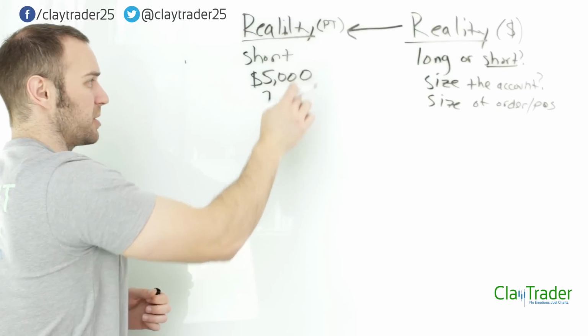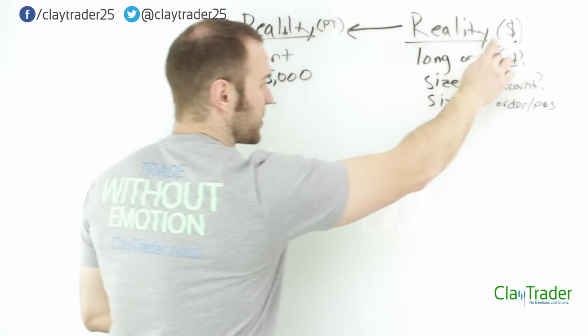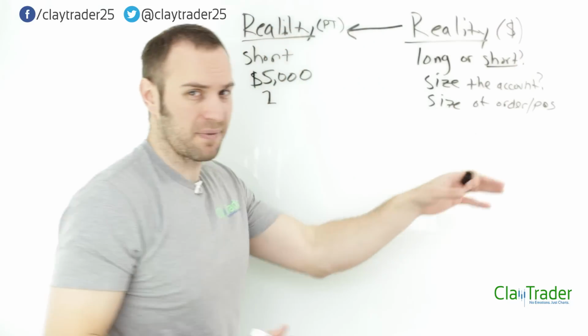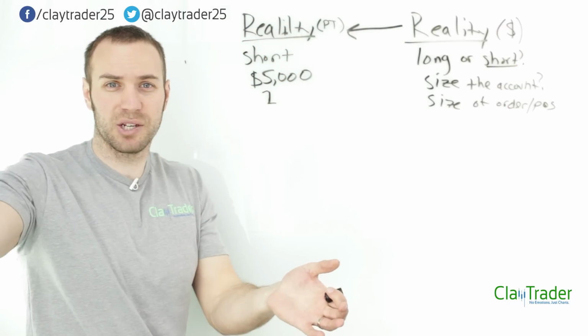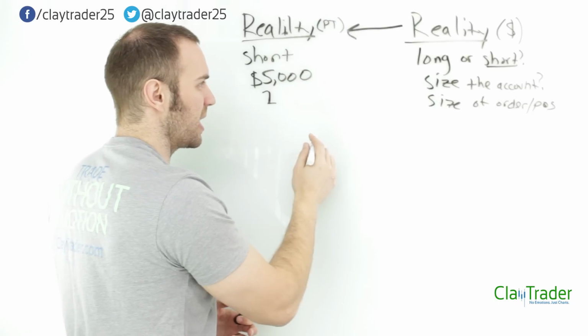In the paper trading reality, to be practicing with two, and then all of a sudden going to reality, you're only having one contract. That's not the same. That's not a smooth transition. You need everything to be the same.